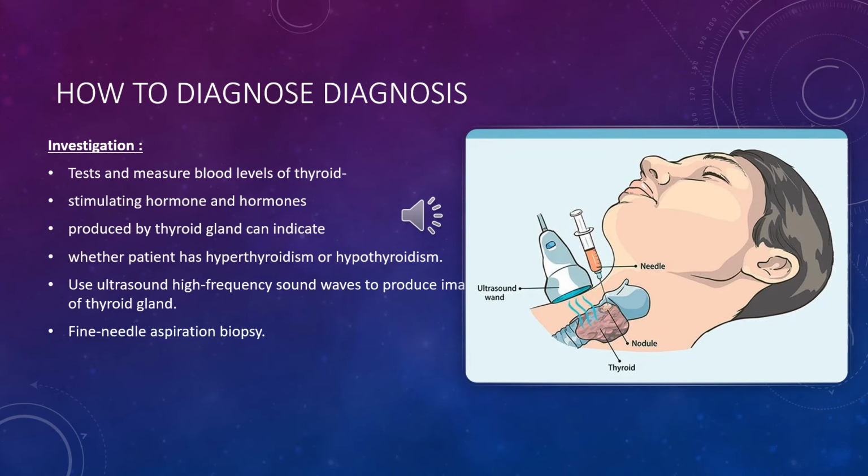To diagnose the solitary thyroid nodule, you should do tests and measure blood levels of the thyroid hormones produced by the thyroid gland to indicate whether the patient has hypo or hyperthyroidism. And you could also use ultrasonography, which uses high frequency sound waves to produce an image of the thyroid gland. And you can also use a fine needle aspiration biopsy.